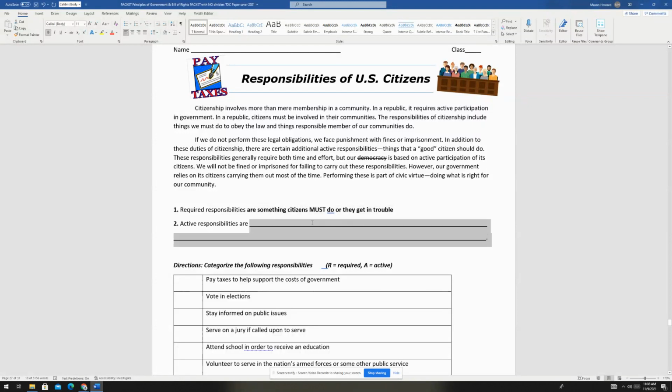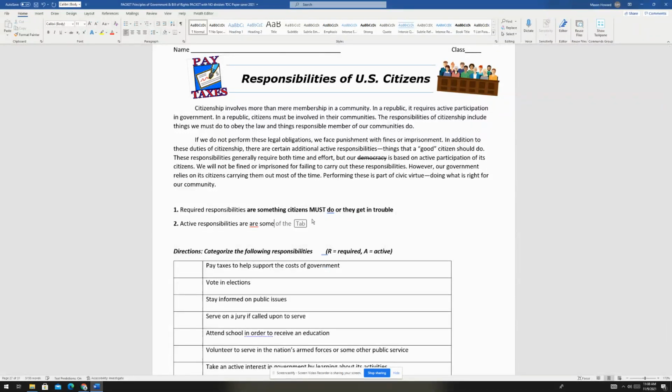Active responsibilities are something citizens should do but don't have to. Okay, active responsibilities are something citizens should do but they don't have to. We'll look at examples right now. So you should have this written in. I'm going quick. I have it in bold. You've got it written down. Let's go.